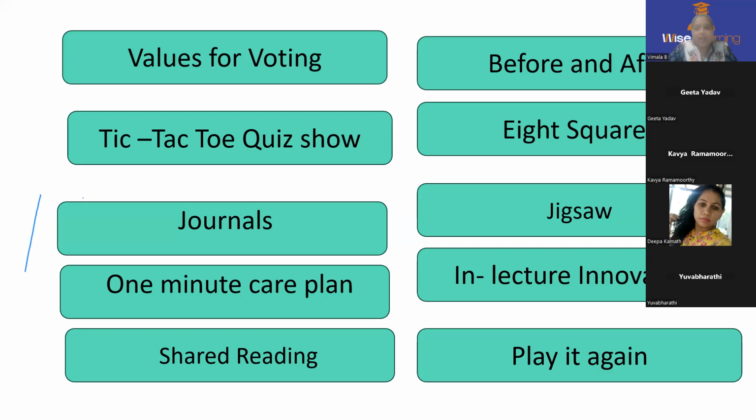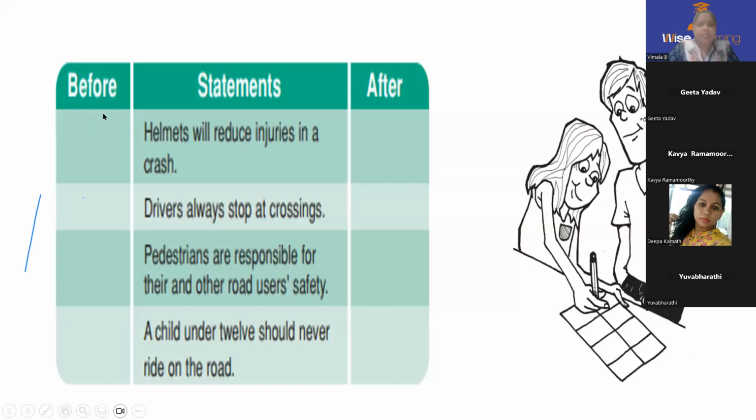Next is before and after. I'll show you one picture of it. This is called before and after, where a statement is given. Remember teachers, for this type of activity I have to take only one single concept. I've taken traffic as the concept. The teacher will divide the content, a small topic or a full chapter, into small content, and create thought-provoking questions and place them in a box.